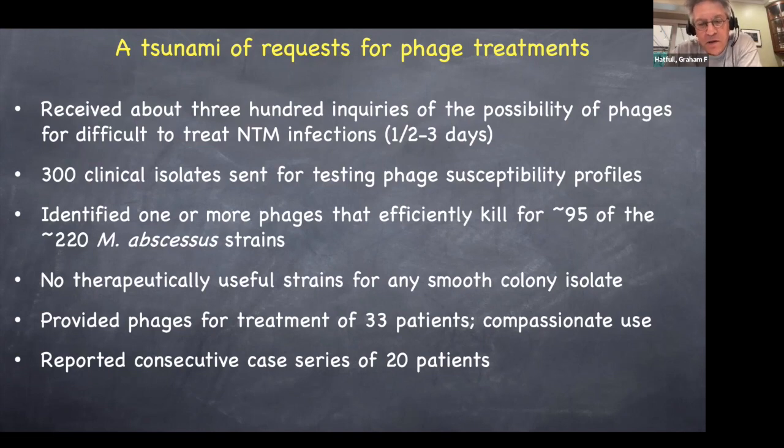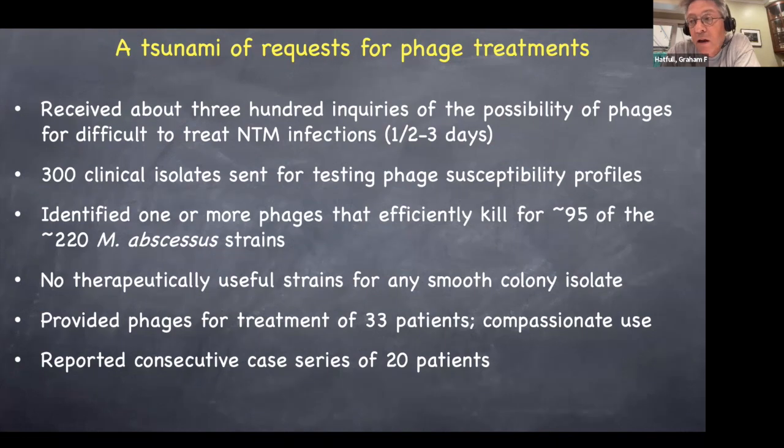About 40% of the strains that we receive have these smooth colony morphotypes. M. abscessus comes in both smooth and rough colony morphotypes. Unfortunately, we don't have any phages that efficiently infect and kill any of these smooth colony isolates. So that is a major impediment to broadening this type of application. We can find one or more phages for about 75% of the rough colony isolates that we receive.